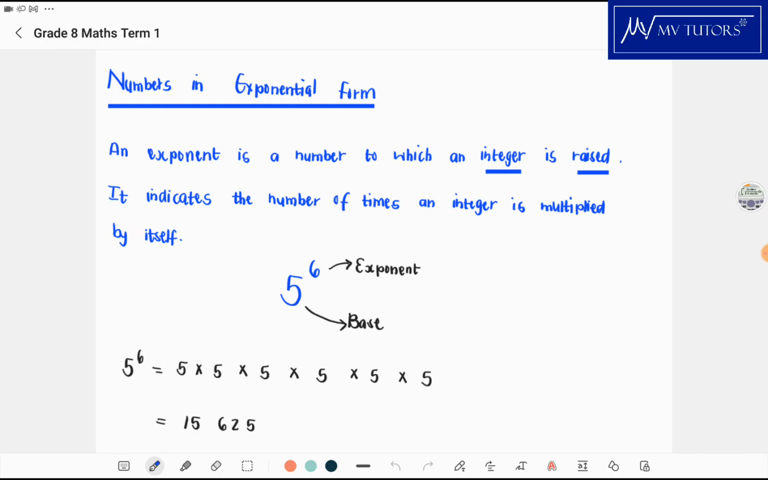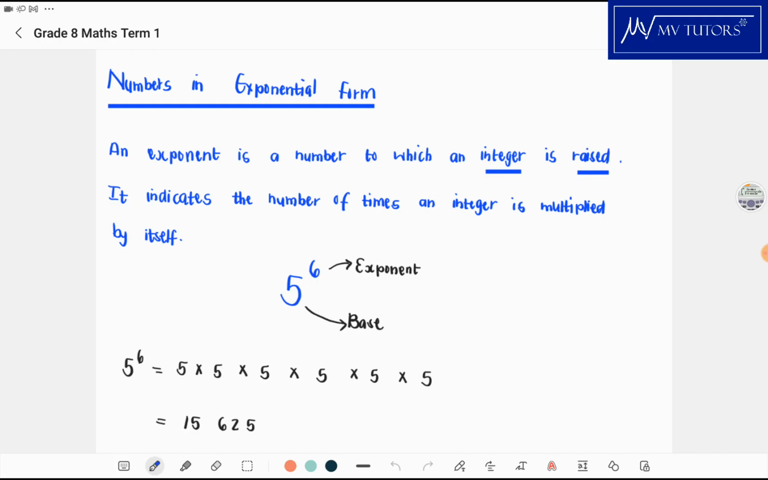Today we're going to have a look at exponents even more. Alright, so we're going to look at numbers in exponential form. Now let's just recap a little bit. Last time we looked at squares and cubes and square roots and so forth. So today let's look at what an exponent is. Let's look at the definition.